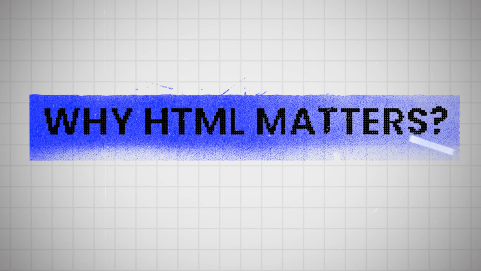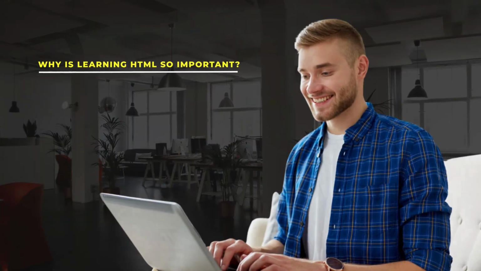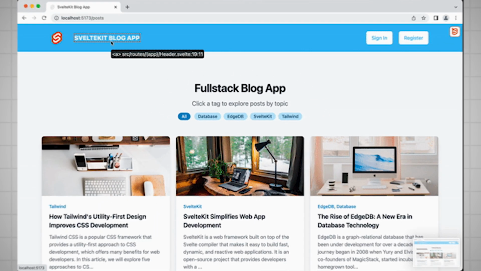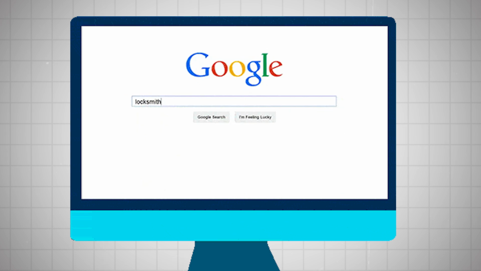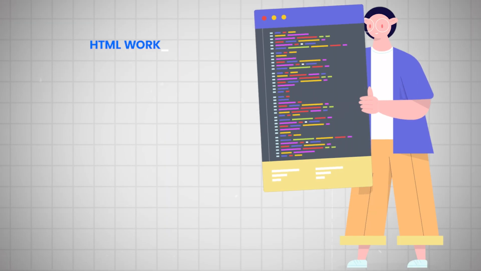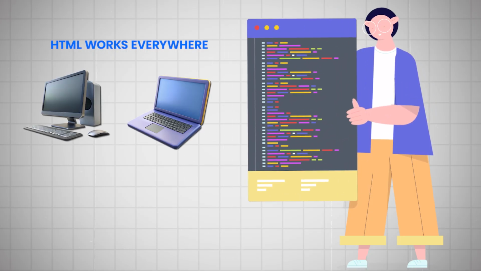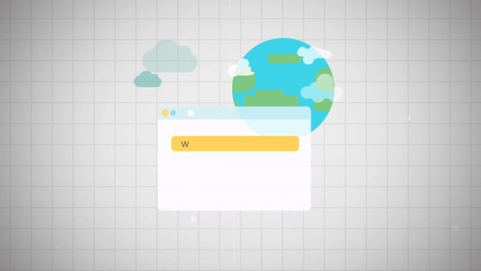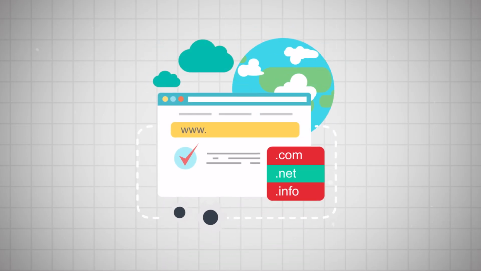Why HTML matters? Why is learning HTML so important? Structure and SEO. It organizes your content so search engines can understand it. Cross-platform compatibility. HTML works everywhere: desktops, laptops, phones, tablets. Navigation. Links created with the anchor tag make the internet, well, the internet.